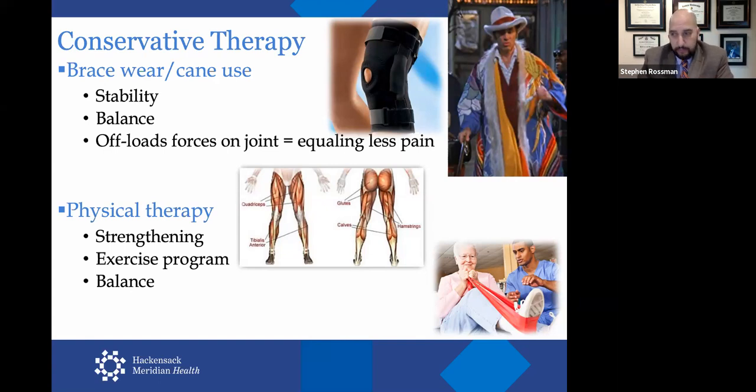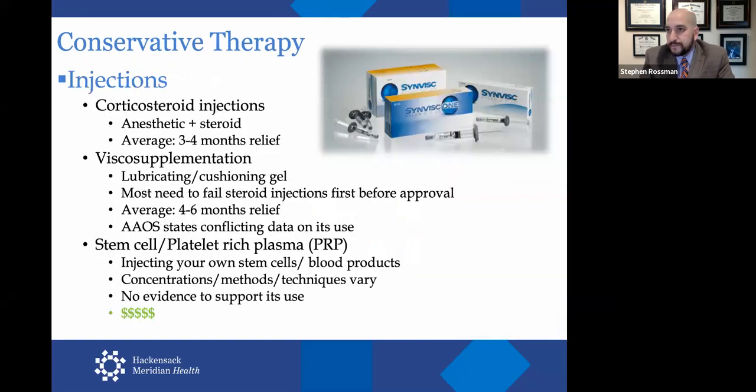Physical therapy is extremely important. Almost all of us are weak in some way, shape, or form. Just by strengthening the lower extremities around the hip or the knee, we can significantly help with our pain. An exercise program and balance work also help as well.